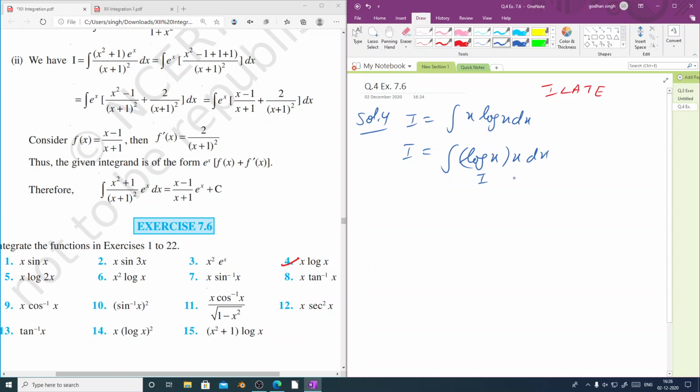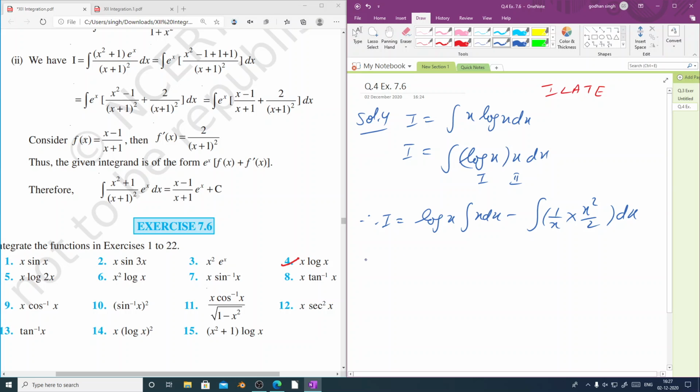So now this is the first function, this is the second one. So integrating by parts, therefore we have I equal to, this will be, this is the first one, so log x integration of x dx minus differentiation of log x, that is 1 by x, and into integration of x, that is x square by 2 and dx.